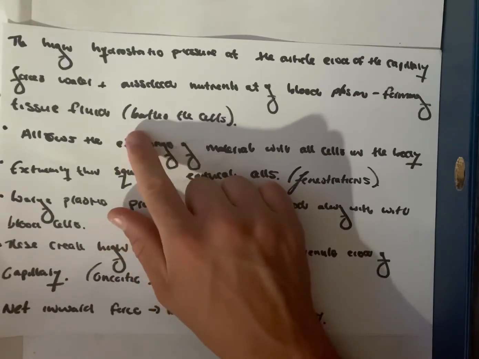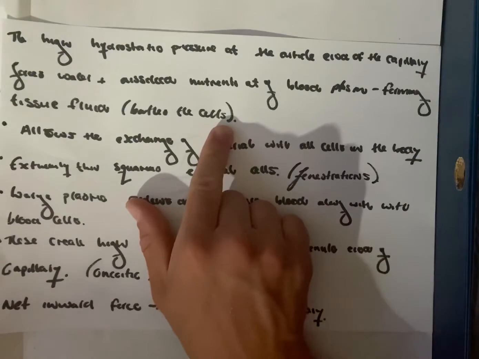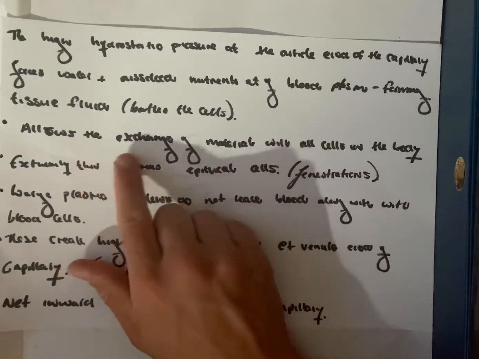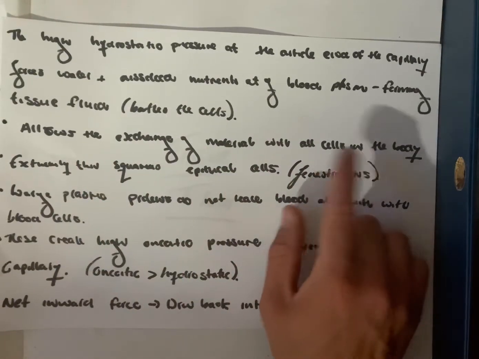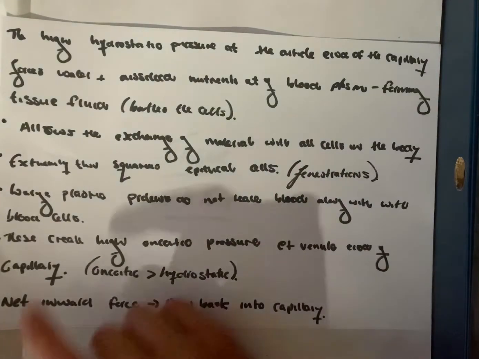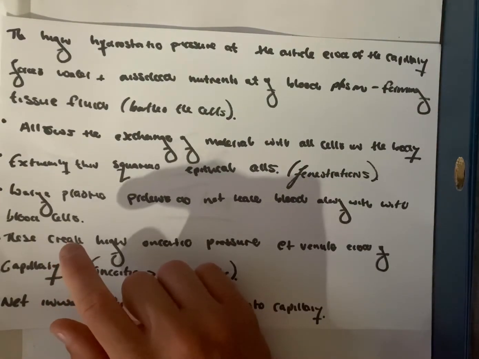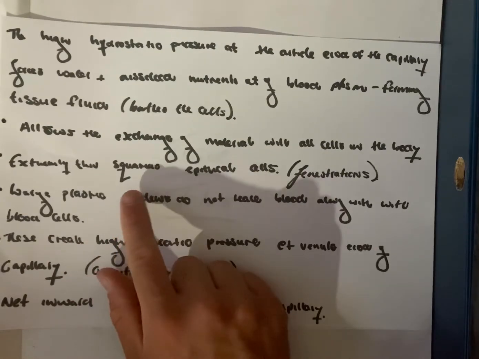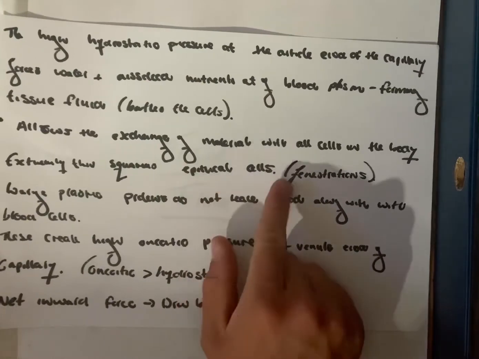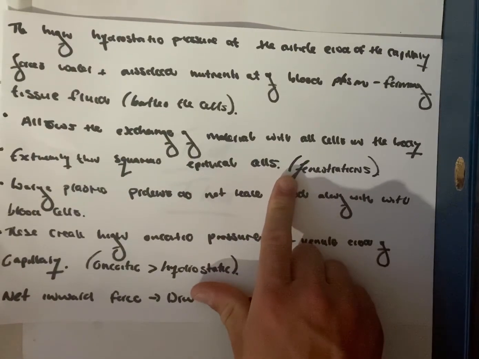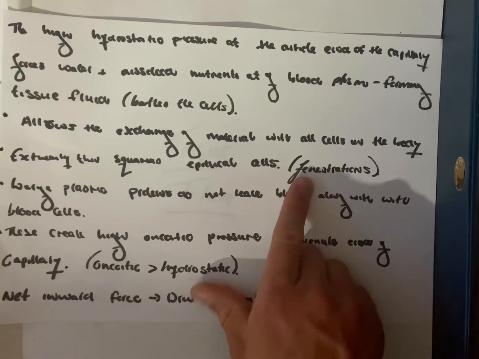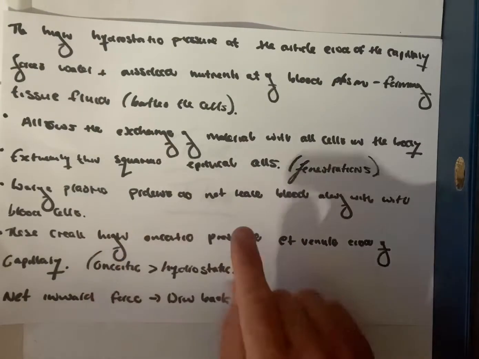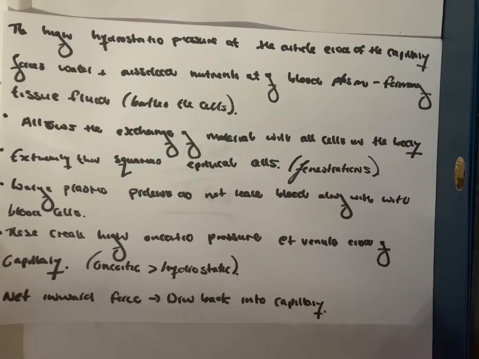And tissue fluid is useful because it helps to bathe all the cells in the body. This therefore allows the exchange of materials with all cells in the body. So how is tissue fluid able to pass through the extremely thin, one-cell-thick layer known as squamous epithelial cells and the small holes in the capillary wall known as fenestrations? The large plasma proteins and blood cells, however, do not leave the blood along with the other nutrients.